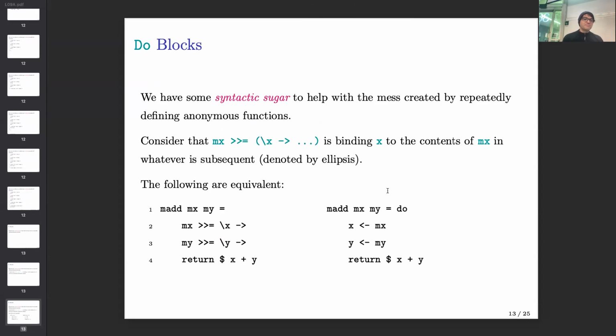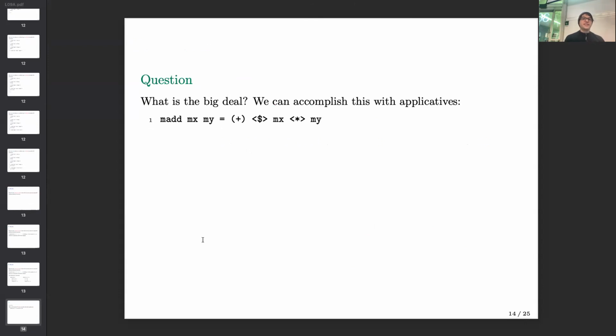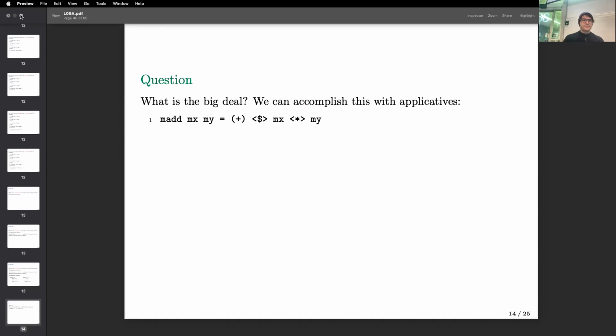Right. So this and this are identical. So when we answer, if I ask you, is the do notation still functionally pure? You say yes, because it's just a composition of binds, and those binds are functionally pure. What's the big deal? Can't we accomplish this with applicatives and functors? Surprised none of you asked.